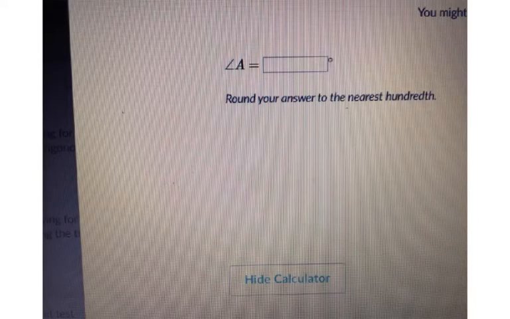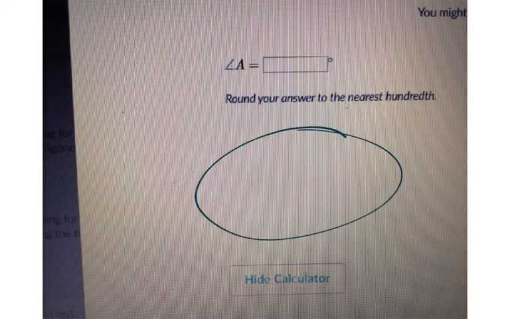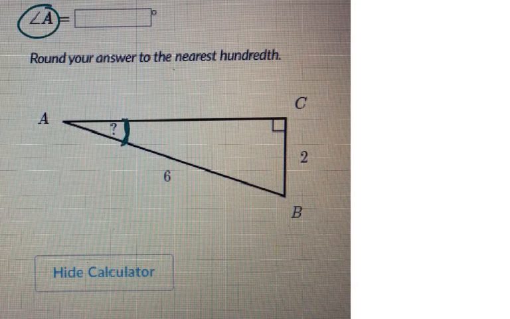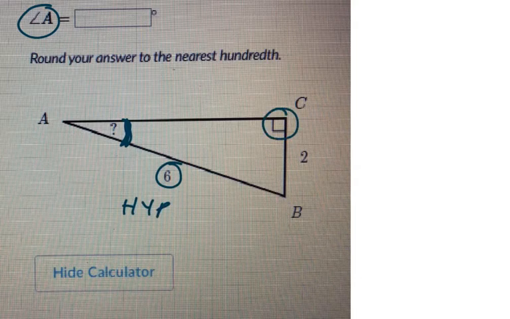Now notice, guys, I had a darn glitch happen again. Where's my picture, right? I had to hit the refresh or recycle button again. Finally, it popped up for me. So here we go. We're asked to find angle A, which is right here. Notice the 6 is the hypotenuse. The right angle is up here. They flipped the triangle around on us, guys.